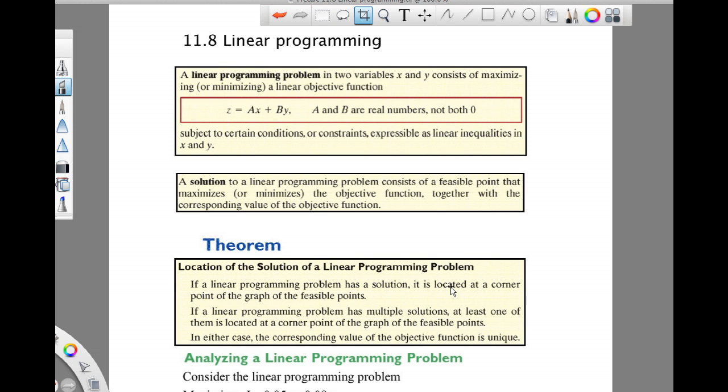11.8 linear programming, last section of the chapter. So we have a bunch of definitions here.